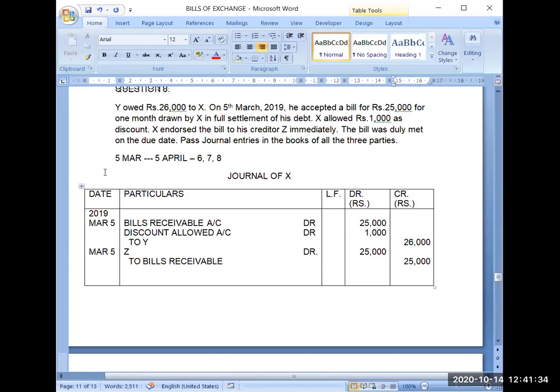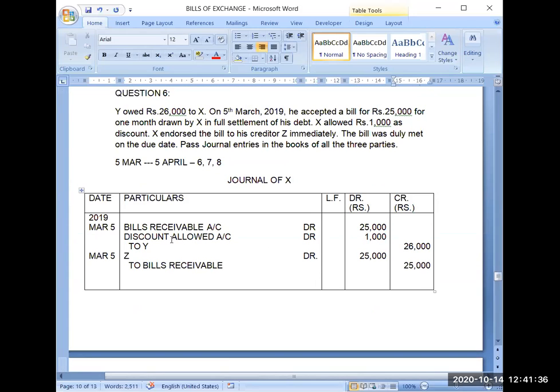Now one thing, we have not written the narrations. So narrations you have to write. You can watch it in your books. Like we have recorded bills receivable account debit, discount allowed account debit to Y. So you can write narration here, bill accepted by Y and discount allowed. Similarly, here you can write the narration, bill endorsed to Z.